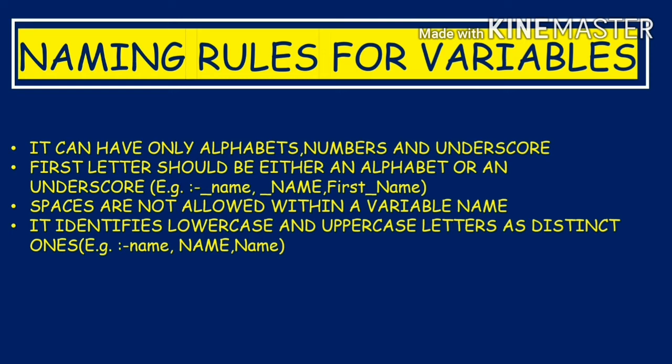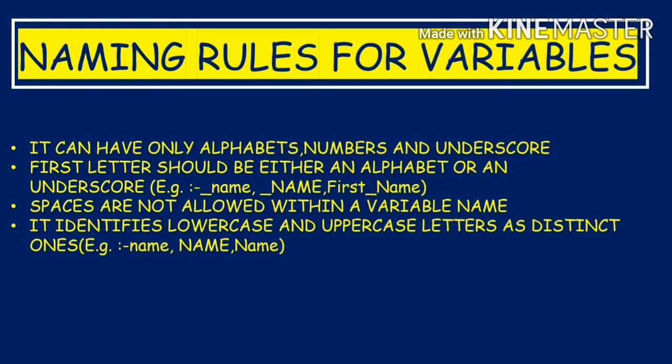Like you can't create a variable called "last name" with a space. So instead you can use it like last underscore name. So we usually fill the gap with the help of underscores, and C identifies lowercase and uppercase letters as distinct ones. Like if you see the example, I have written the name differently in lowercase, uppercase, and mixed. So all three are identified as different variables.